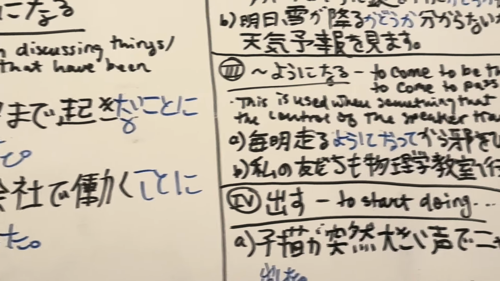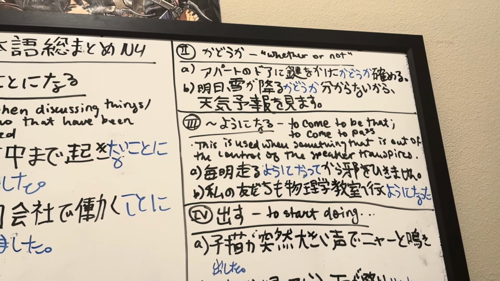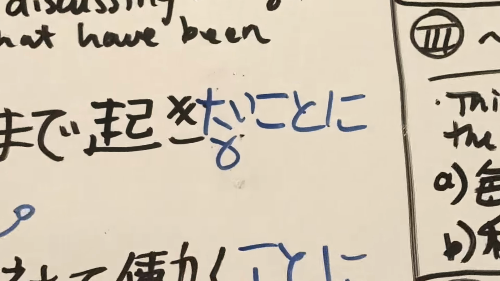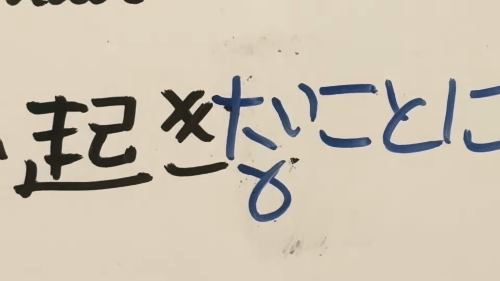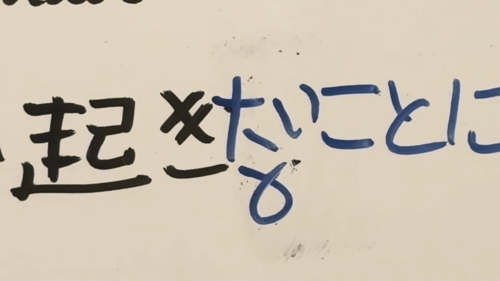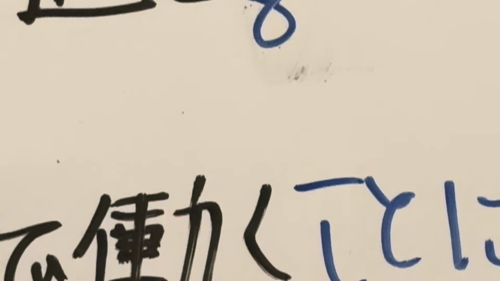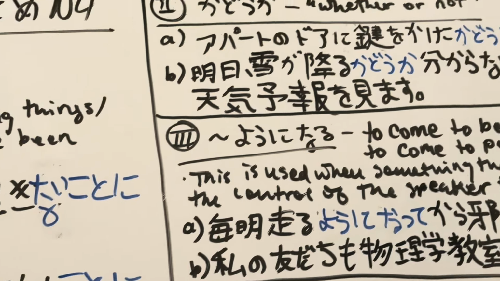But if we want to describe whether or not we do something, in the case of not wanting to do something, we use the nai form, but we use the plain dictionary form when we do decide that we want to do that thing.